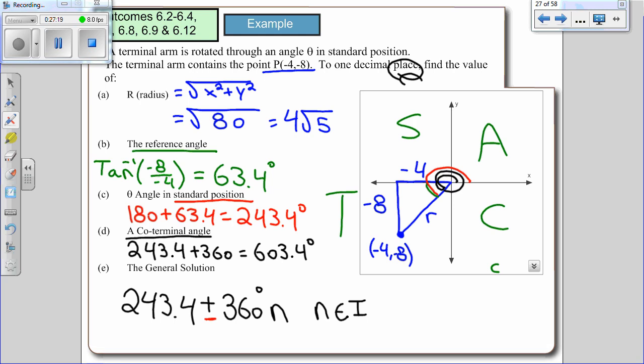To do that, I would go 243.4 minus 360. That means negative 116.6 degrees is another coterminal angle. It's just the negative version of it, going backwards. Remember, coterminal angles are just things that get you to this arm. So you could go forwards or backwards, and it would work.